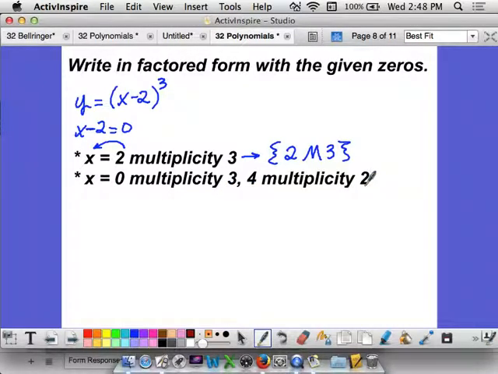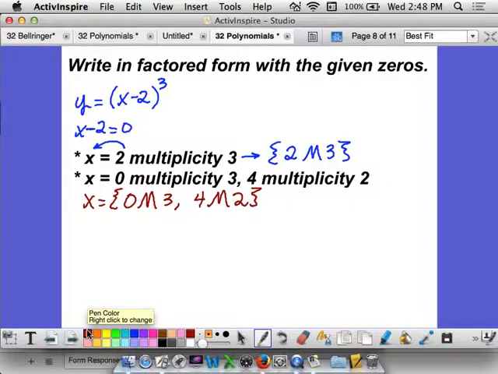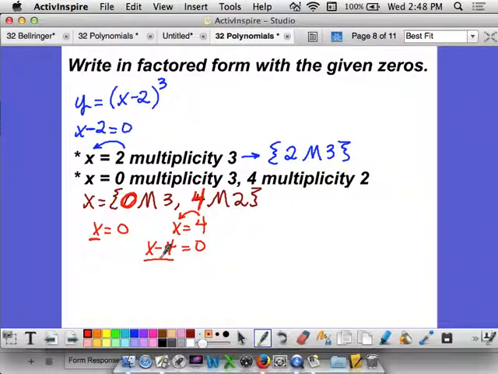and 4 with a multiplicity of 2. Another way you may see this written is 0 with a multiplicity of 3, 4 with a multiplicity of 2. I just really want you to see how it can be written. So here are my factors, 0 and 4. So when I write this out, I know that x is equal to 0 and x is equal to 4. There's my term, my 0. Bring the 4 over. X minus 4 is equal to 0, so here's my second term.